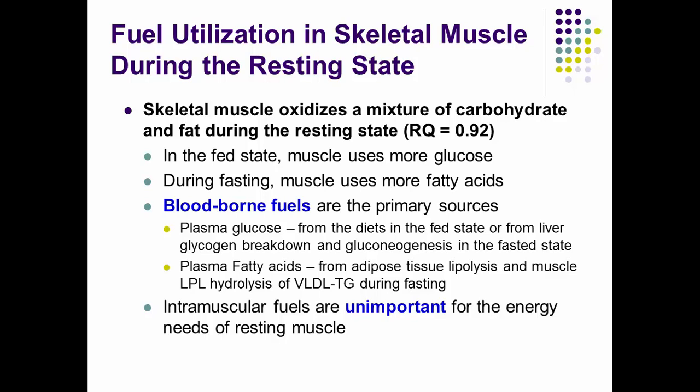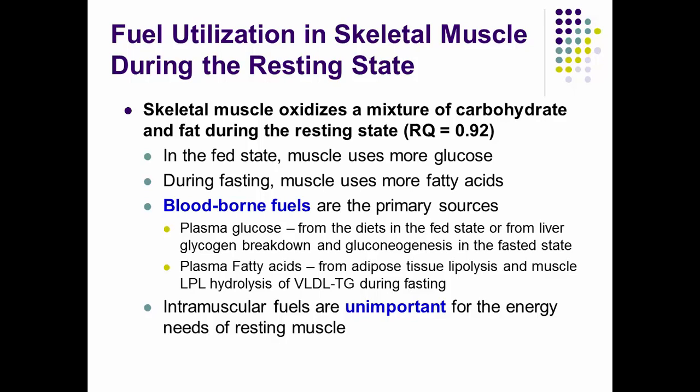And two important points that I want to make. One is that the primary source of energy fuel for muscle during the resting condition is the blood-borne fuels from the circulation. The blood-borne fuels are the primary sources of energy fuels for the skeletal muscle during resting conditions. That means in the fed condition, the glucose basically comes from the diet, the circulating glucose from the diet. In the fasting condition, the blood glucose basically comes from glycogen breakdown in the liver or gluconeogenesis from the liver and kidney, right? So the circulating energy fuels are the major source of energy for the skeletal muscle during the resting condition.